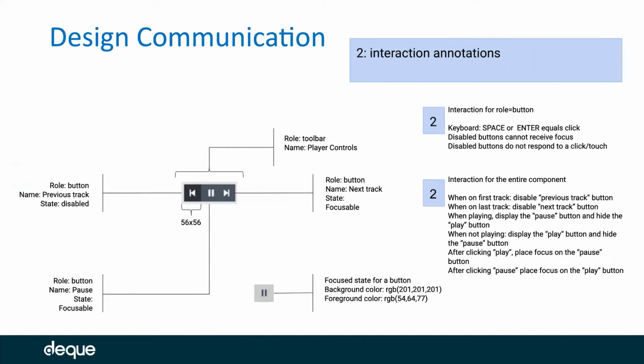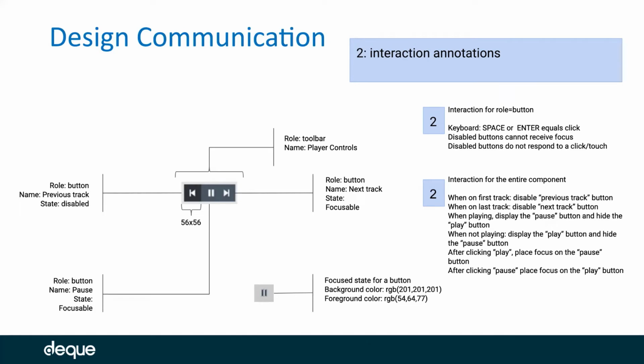So the second type of annotation that we're going to do is the interaction annotations. Now, for the touch, that might be obvious, and in most cases it is, right? What happens when you click the play pause button with your fingers is probably pretty obvious. But how do you interact with this in terms of using a keyboard? What happens when you tab into that toolbar?